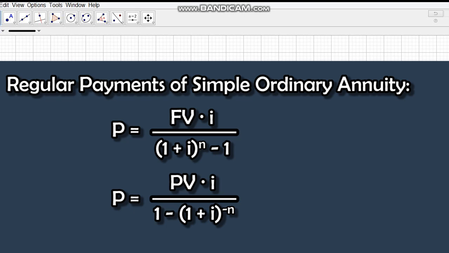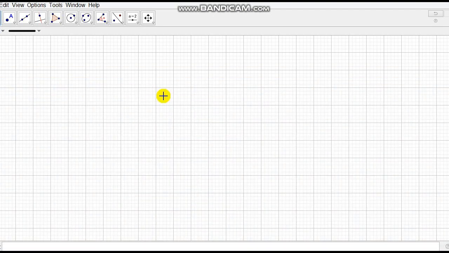And if the present value is given, we have P is equal to present value times I all over 1 minus the quantity (1 plus I) raised to negative n. We'll be using the same variables as we've used in our previous video. So the I represents the interest rate per period and n represents the total number of conversion periods.